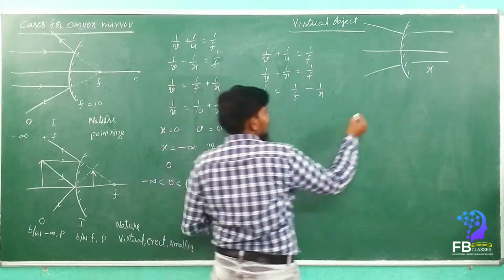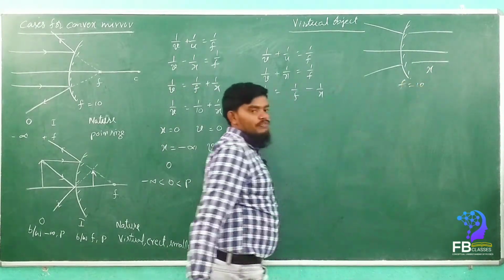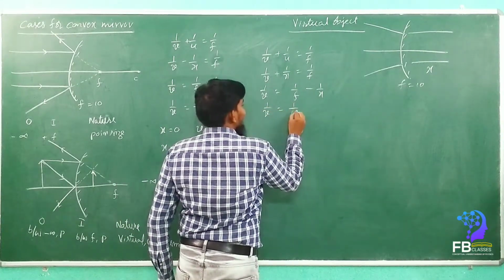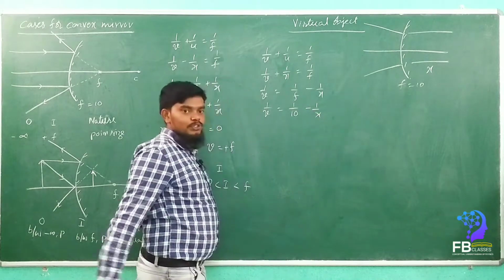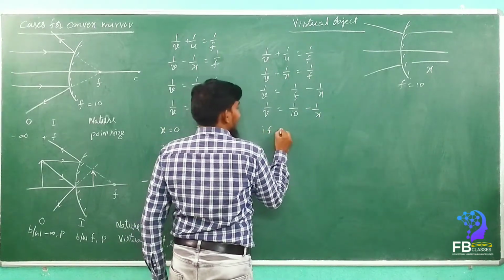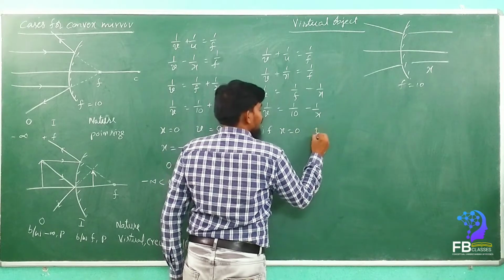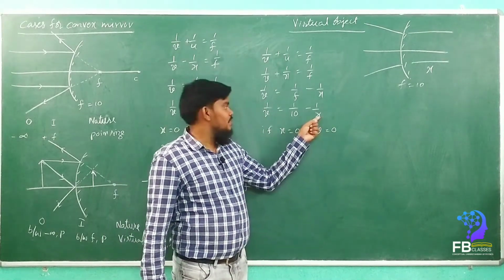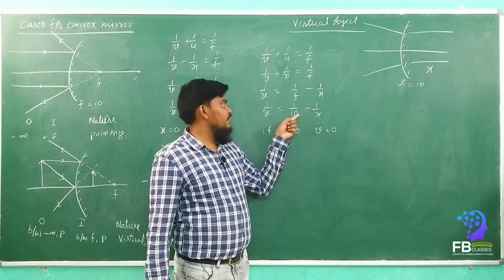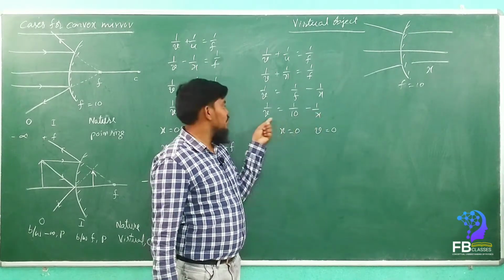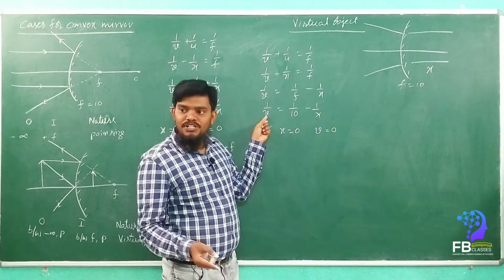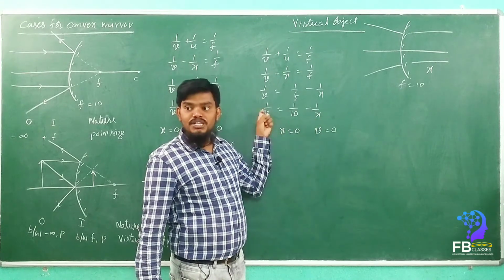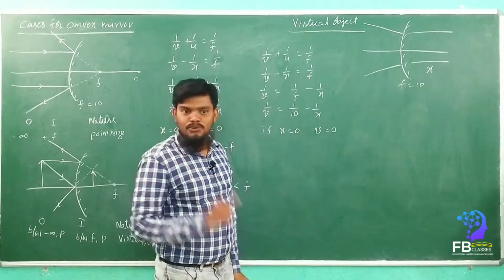Yes or no? So let it be considered F is equal to 10 centimeters for our understanding. So 1 by V is equal to 1 by 10 minus 1 by X. See here, if X is equal to 0, then V is also equal to 0. Yes or no? X is equal to 0, and 1 by 0 is equal to infinity. Infinity minus infinity, so 1 by infinity is again 0. Got it? Because 1 by V is equal to infinity, V is equal to 1 by infinity, which is equal to 0. Yes or no?